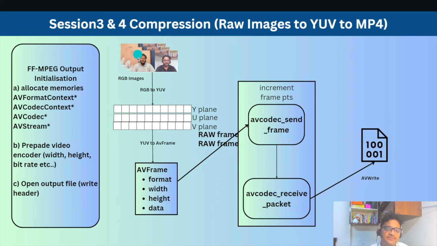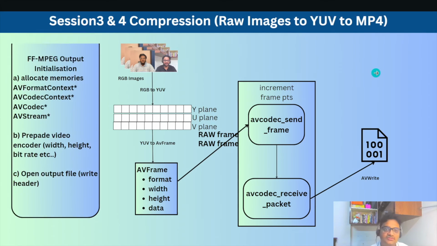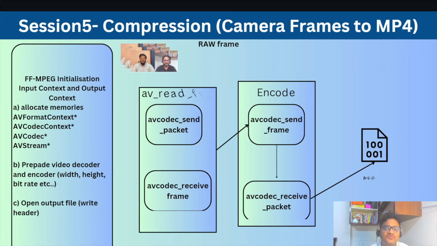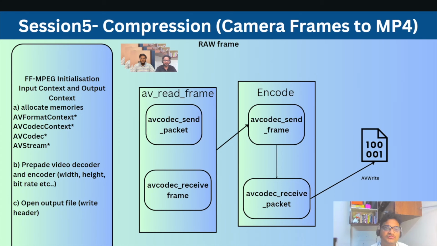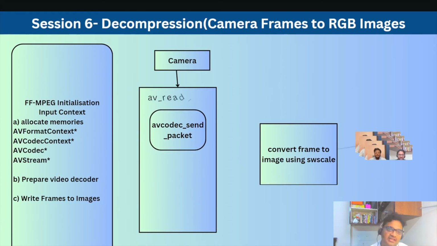So you have an RGB image, you convert that into YUV, and that YUV data is dumped into the AVFrame, and this data is sent to send frame, where it compresses the frame and produces the packet, and avcodec_receive_packet actually receives that packet and writes it to the file. So this is how you compress raw images to an MP4 file. Okay, so first maybe I will discuss this and then I can come back to session 6.